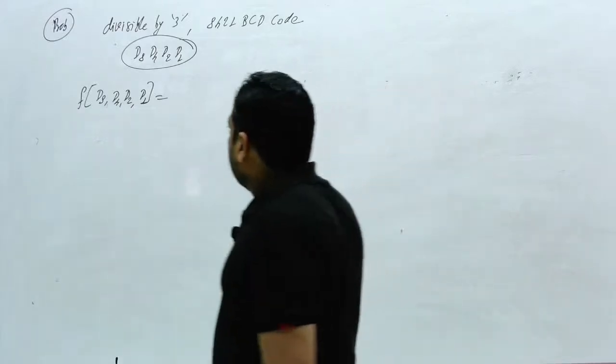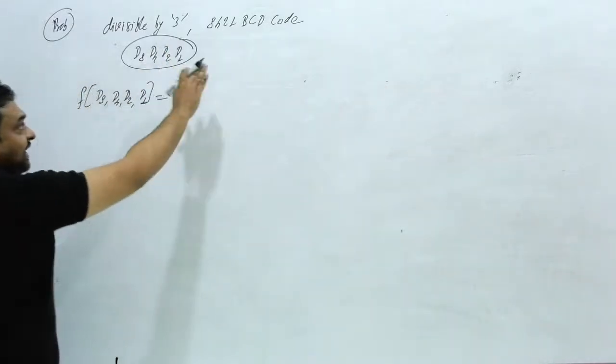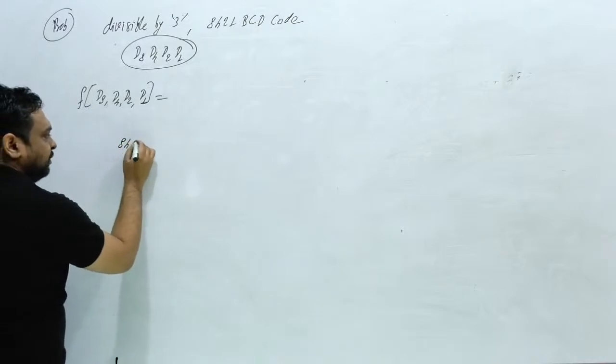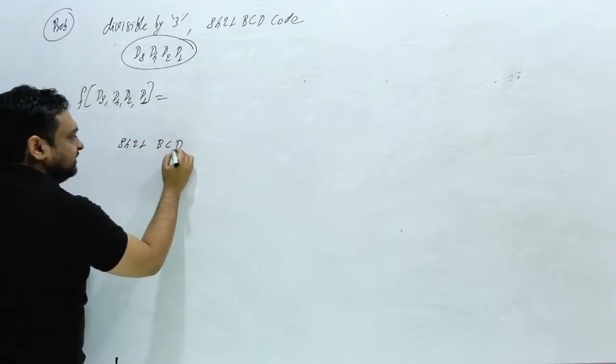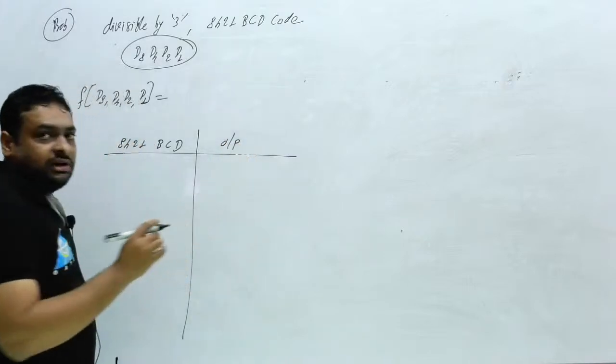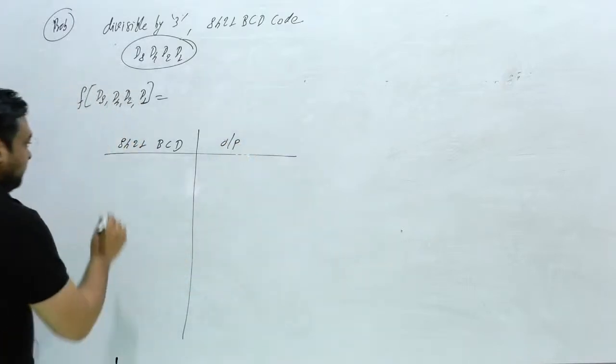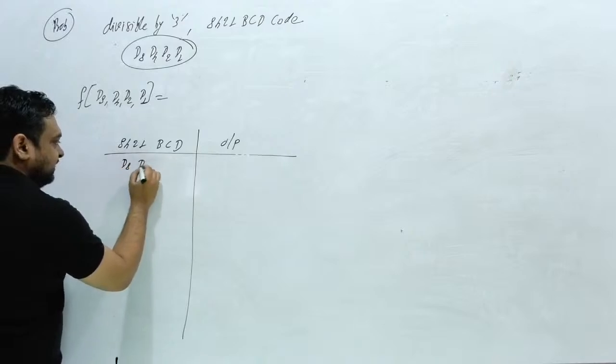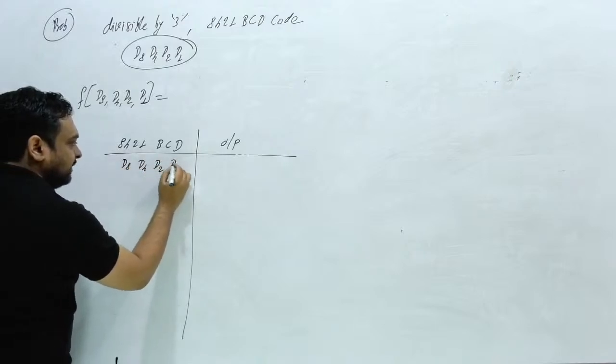Directly, how to solve this kind of question? So what is your input? Input is 8421 BCD. This is the input. And this is the output. What is the output? Divisible by 3. So first, can I write this as D8, D4, D2 and D1.